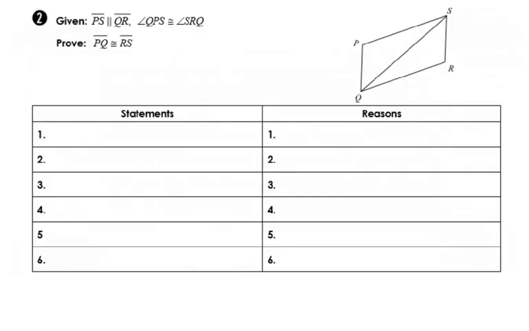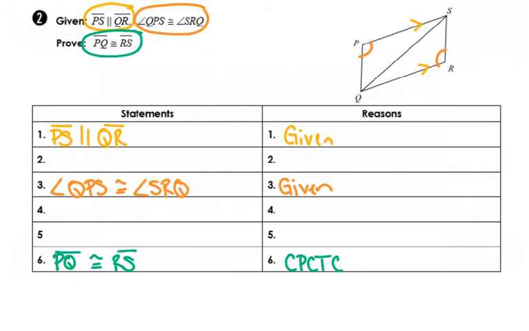Alright, so I want you to do as much of this as you can, pause the video and try it, and then we'll talk about it. 1, 2, 3. Okay, so the very first statement tells me I have parallel lines. Remember, if I see parallel lines, I'm looking for corresponding, same side interior, alternate exterior. I'm going to use these angles. So I'm going to use angle RQS is congruent to PSQ because I know that those are alternate interior angles.